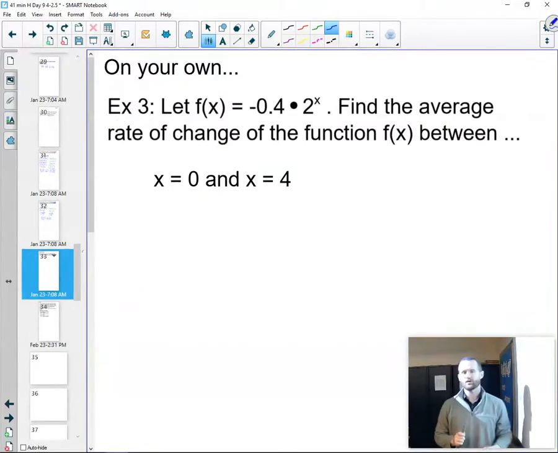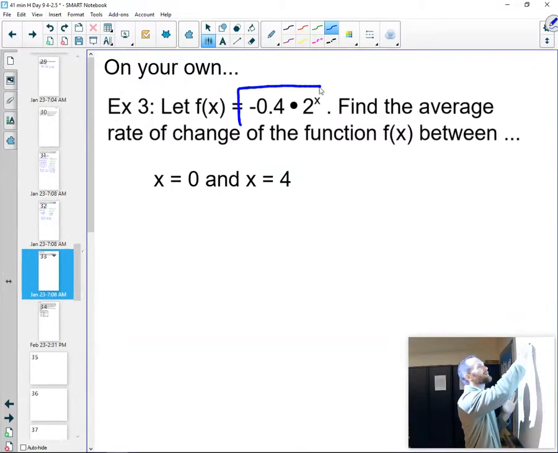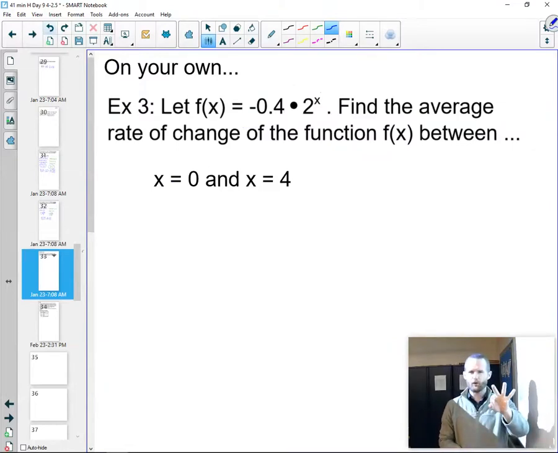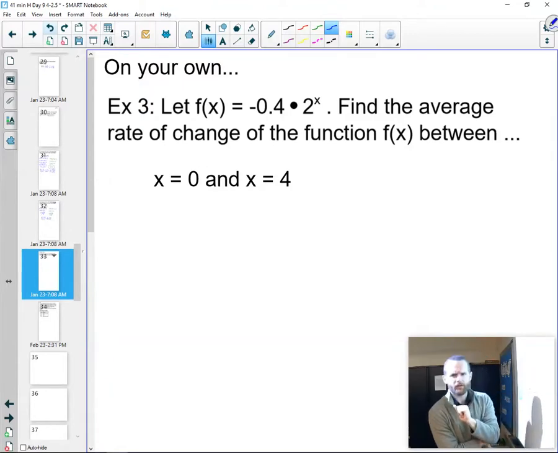Last one, I want you to try this one on your own. I know the function looks a little bit more intimidating, but I think you can handle it. Going over to 3, 2, 1, let's go. Let f of x equal negative 0.4 times 2 to the x. Find the average rate of change of the function f of x between x equals 0 and x equals 4.